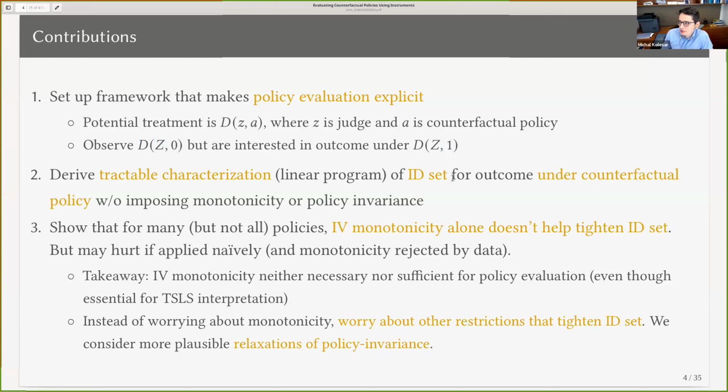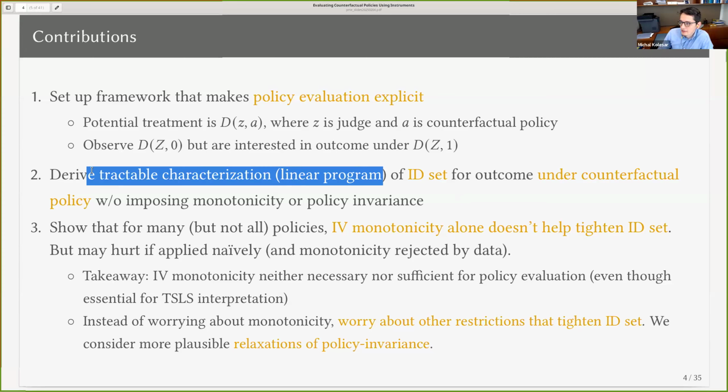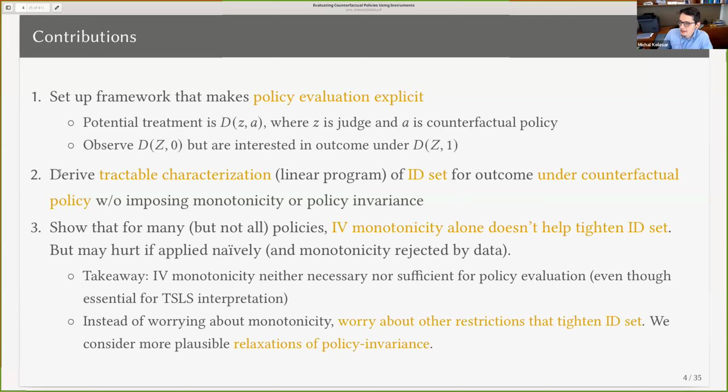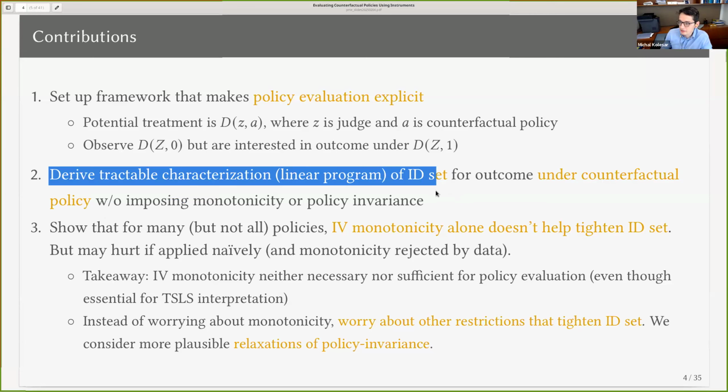And with this framework at hand, what we'll then do is derive a characterization of the identified set of the policy effect. In general, the policy effect is not going to be point identified, but it's going to be a set. And we're going to give a characterization in terms of a linear program. The idea here is that this program is going to be very scalable, even if you have a large number of judges. It's going to scale linearly with the number of judges. So the linear programming problem is not going to blow up the way we set it up.